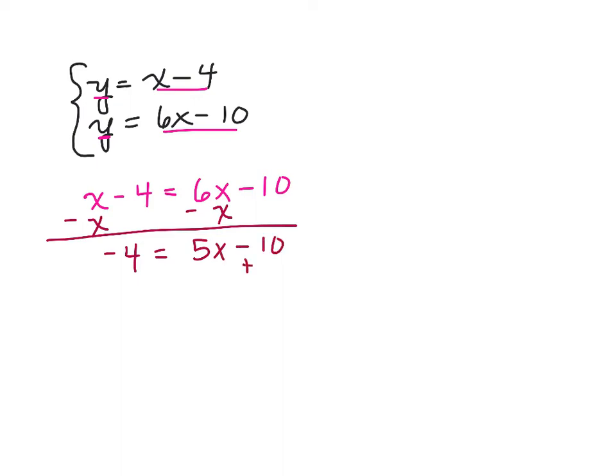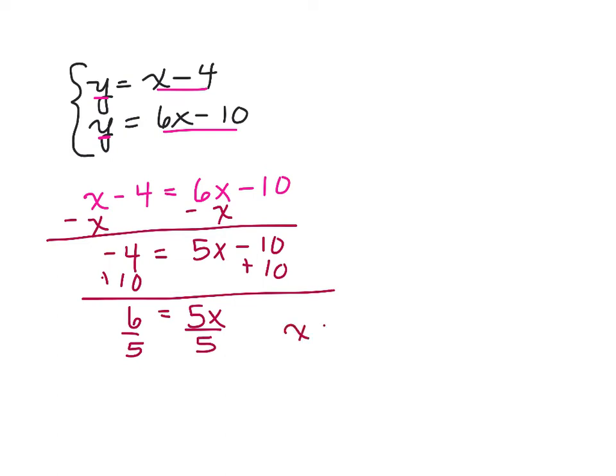Now I'll add the 10 to both sides. Plus 10 gives me 6 equals 5x. So this one's not going to come out to be a nice integer value. I'll divide by that 5. And I get x equals 6 over 5. So 6 over 5, not an integer value.